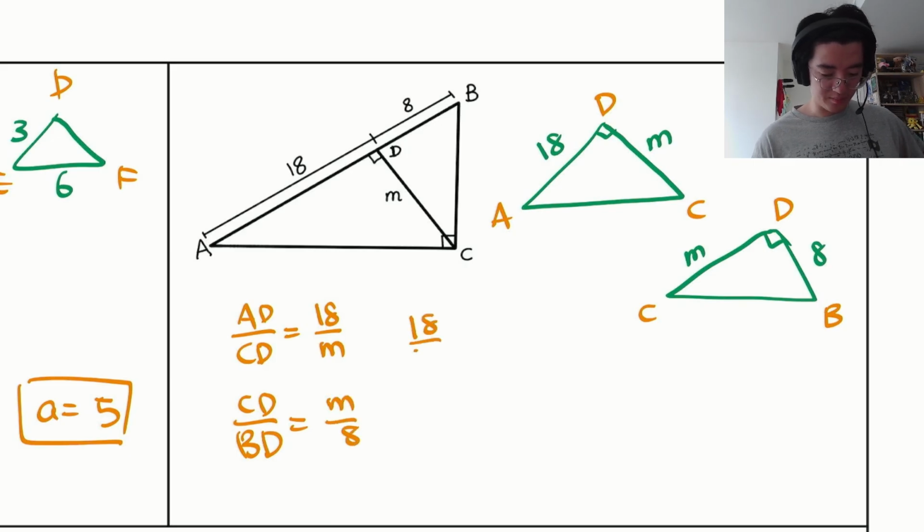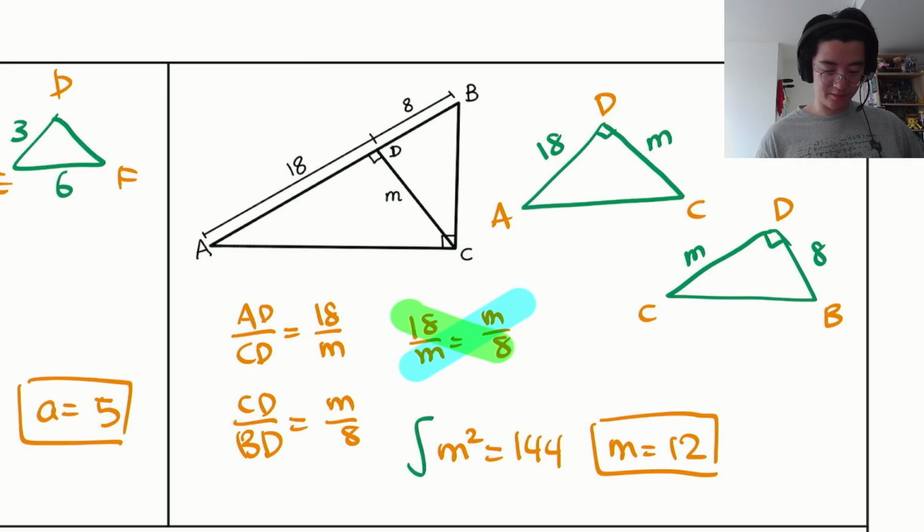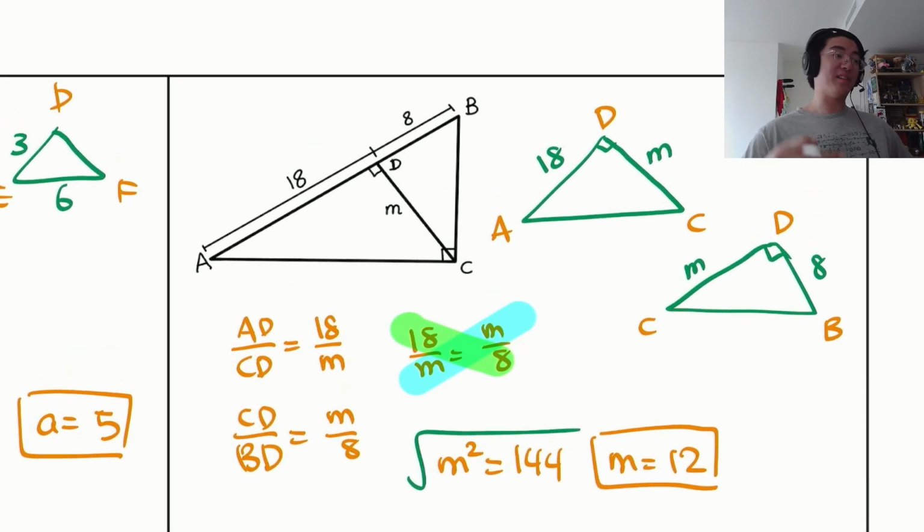Cross multiplication butterfly. Right, so M times M is M squared. 18 times 8 is 144. How do we find that? We square root everything to get M equal to 12, right? Remember, technically it is positive 12 and negative 12, but we cannot have a negative side length, so we just take the positive 12.